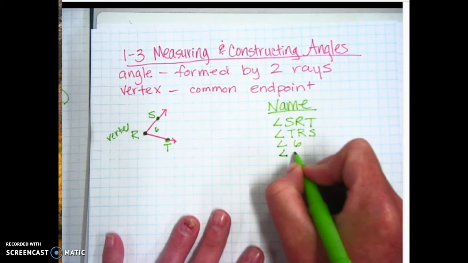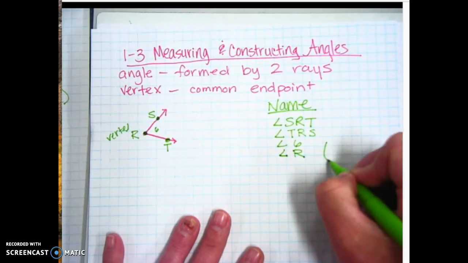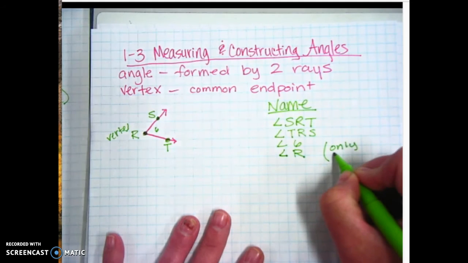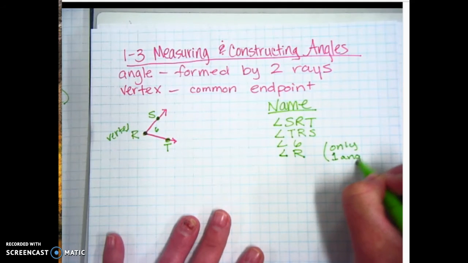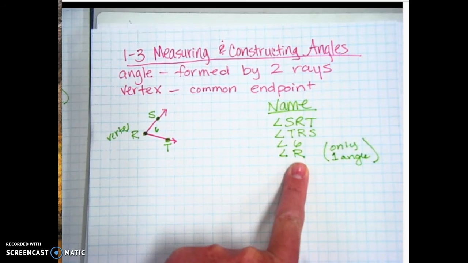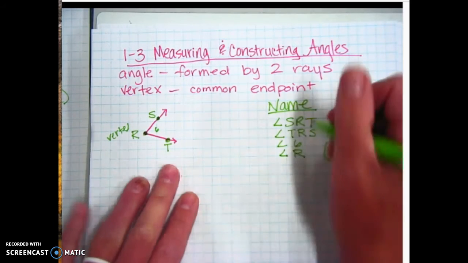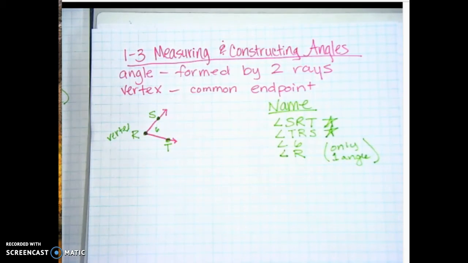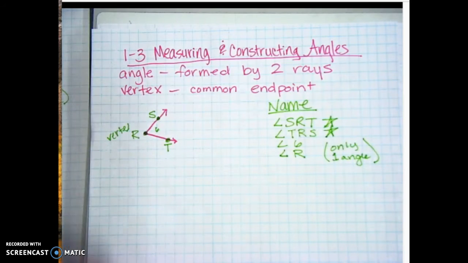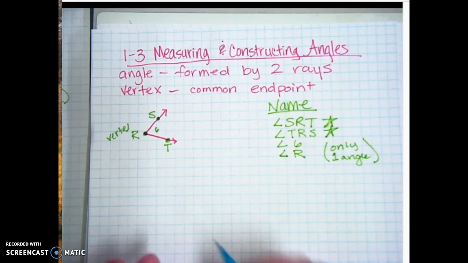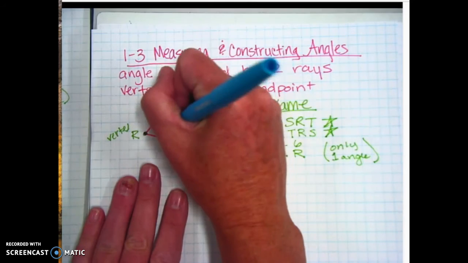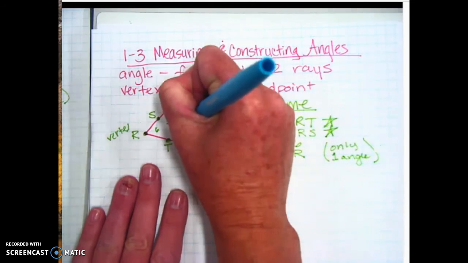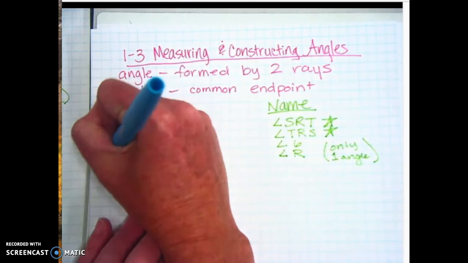And once in a while, you can just call it angle R, but that's only if there is one angle. If there's more than one angle, you can't just use the vertex letter. You have to use all three. So most of the time, like 95% of the time, you're going to have to use all three letters with the vertex in the middle. All right? So angles also have an interior and an exterior.